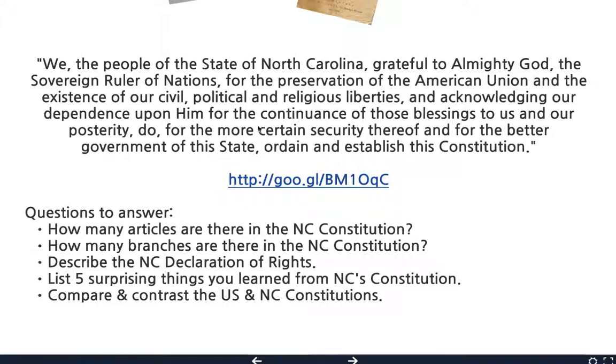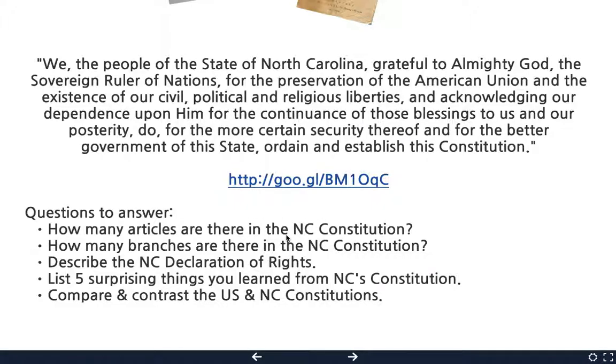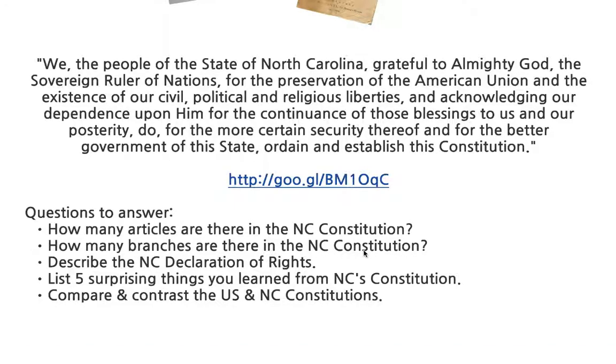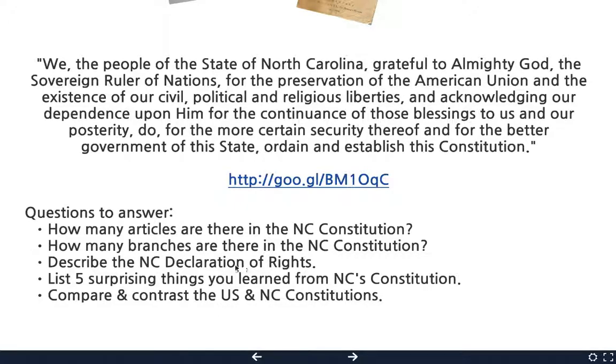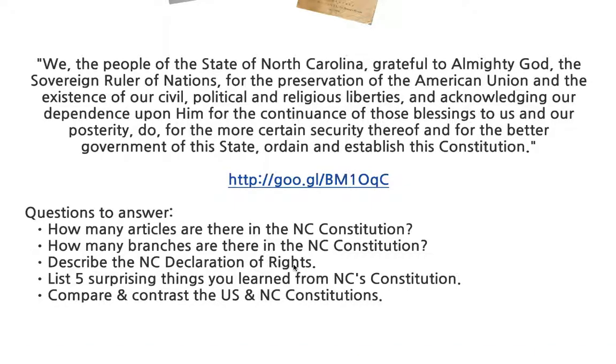So when we're looking at it, there are 14 articles, but you're going to need to double check that. It's been a while since I looked at it. Out of these articles, how many branches are on there? The answer to that one is that there are 3 branches. We have a legislative called the General Assembly. We have an executive, that's our governor and our lieutenant governor. And then we have a judicial, and those are called courts. You do need to look over the North Carolina Declaration of Rights and be able to describe some of the rights that we have.